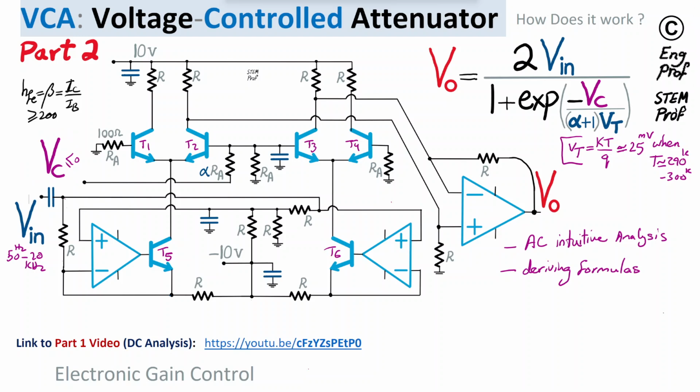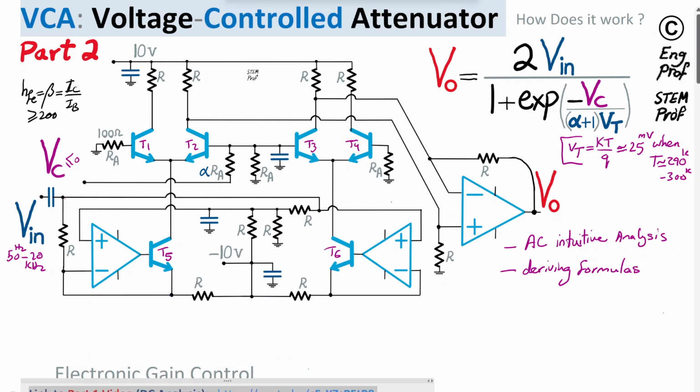Also, the choice of alpha, which is the coefficient of this resistor that has an impact in the formula, that is something that I will discuss in the third and last segment of this VCA analysis video series. Okay, so with that in mind, let's focus on the AC analysis.